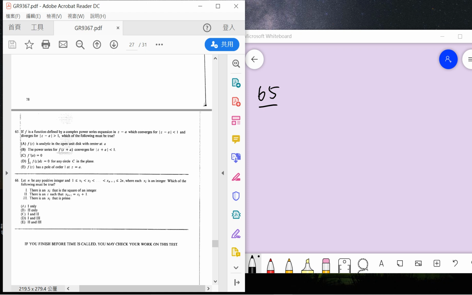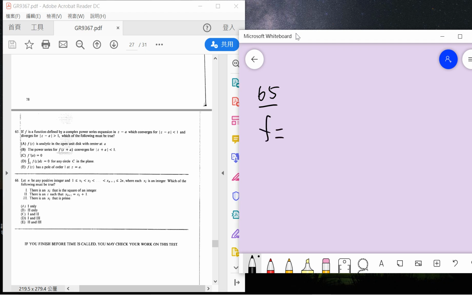So if f is a function defined by a complex power series expansion in z minus a which converges for absolute value of z minus a smaller than 1 and diverges for z minus a larger than 1, then which of the following must be true? Okay, so if you forget anything, you try to come up with some example.